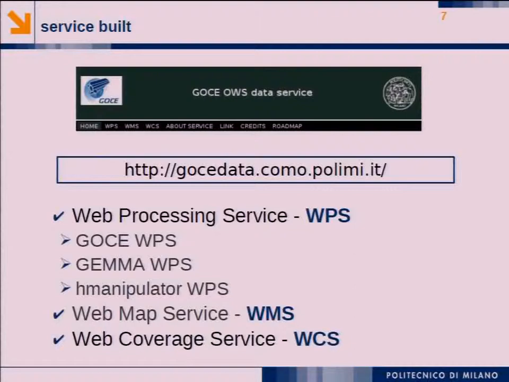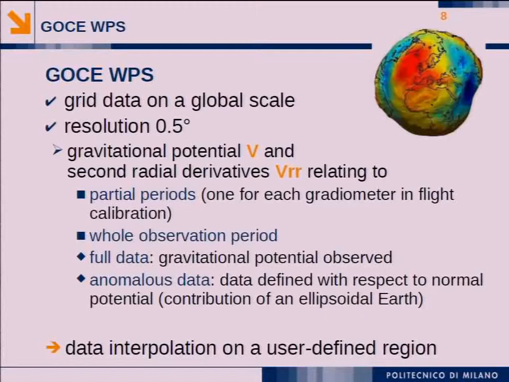Here you can see the address of our service, and you can access it. Now I will talk about the different services that we have implemented. The GOCE service uses the grid data on a global scale. The data are gravitational potential and second radial derivatives. These data are related to partial periods and to the whole observation period. So we have one grid for each gradiometer recalibration, and also we have one grid for all the observation period.